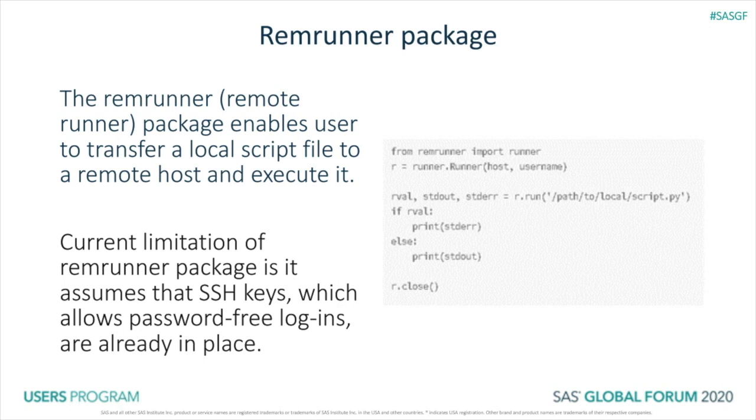The Remrunner, which is the remote runner package, enables the user to transfer a local script file to a remote host and execute it. The file is copied to a temporary location on the remote host, permissions are set to 700, and the script is then executed. The current limitation of the Remrunner package is that it assumes that SSH keys, which allow passwordless logins, are already in place. There is no option to provide a password in code.